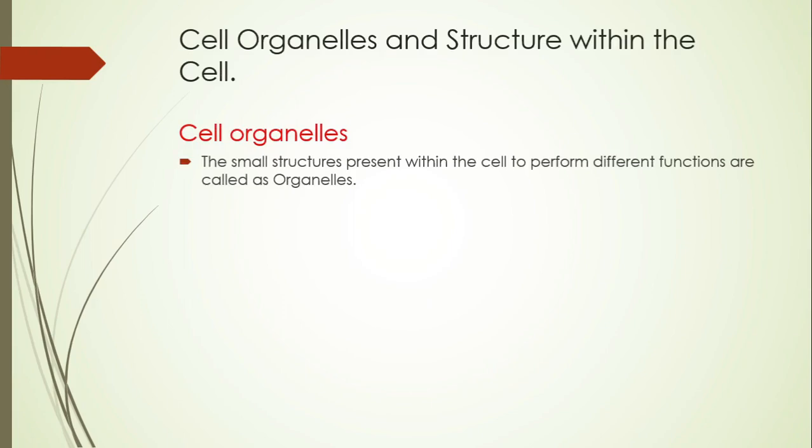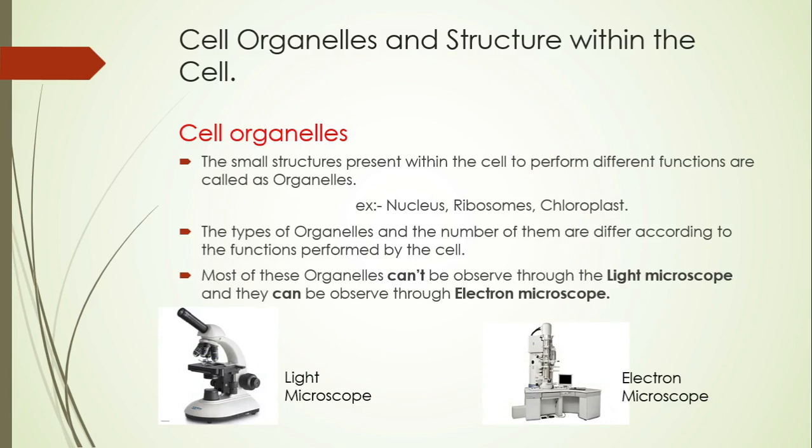Cell organelles and structures present within the cell. Cell organelles. The small structures present within the cell to perform different functions are called as organelles. Examples: nucleus, ribosomes, chloroplast. The types of organelles and the number of them are different according to the functions performed by the cell. Most of these organelles cannot be observed through the light microscope and they can be observed through the electron microscope.